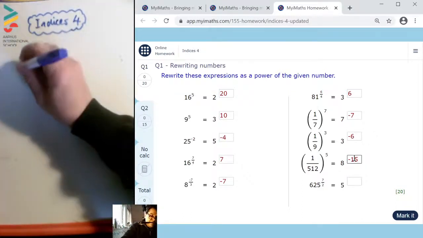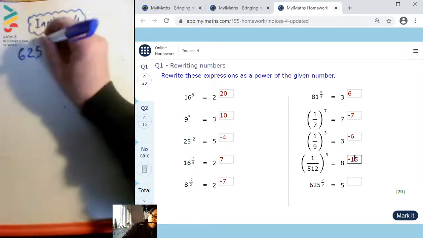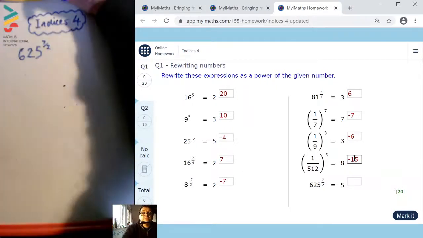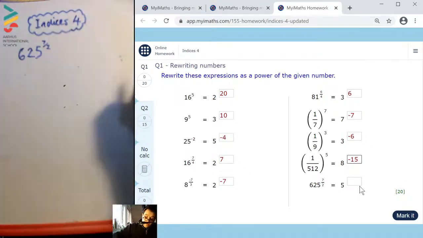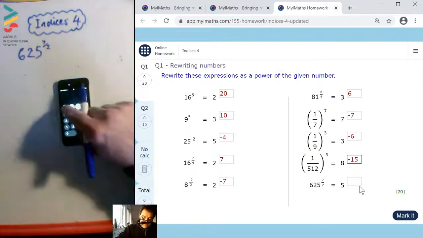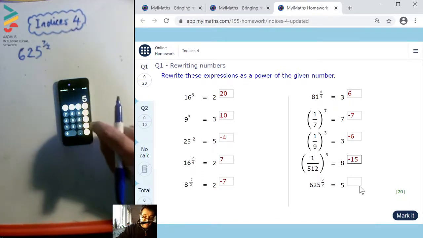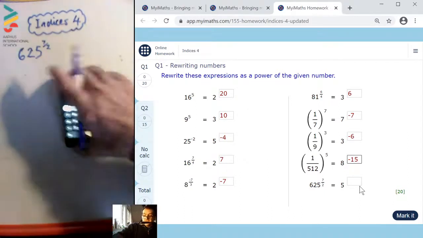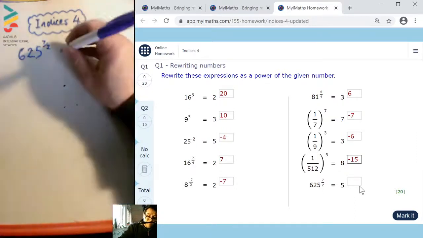And the last one. We've got 625 to the power of 7 over 2. And we want it written as 5 to the power of something, so more than likely 625 is a power of 5. So let's just think about that. 5 times 5 is 25, times another 5 makes 125, and times another 5 is 625. So 625 is 5 times 5 times 5 times 5, 5 to the power of 4.